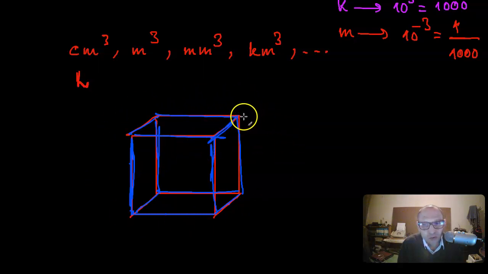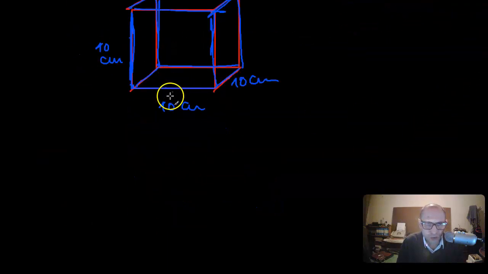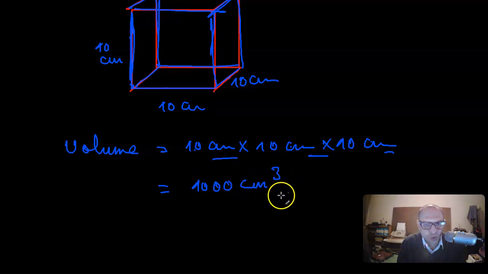So now if you had this cube and the side length was 10 centimeters, then all the other sides would be exactly 10 centimeters. Then the volume of this cube would be 10 centimeters times 10 centimeters times 10 centimeters, which is the same thing as 10 times 10 times 10 is 1,000, and centimeter times centimeter times centimeter would be cubic centimeter. So the volume of such a cube would be called a liter. A liter is nothing but 1,000 cubic centimeters, right?